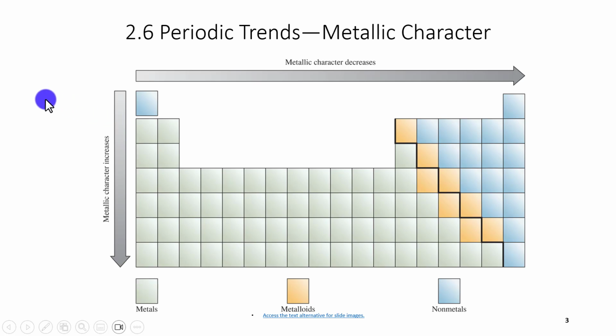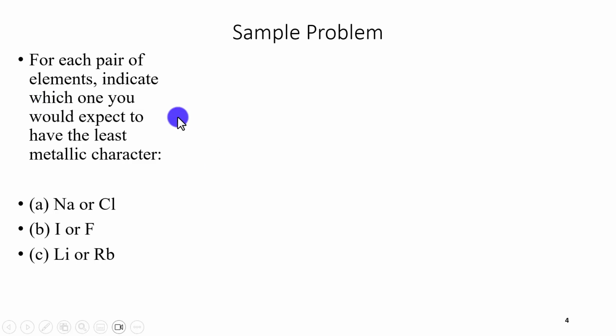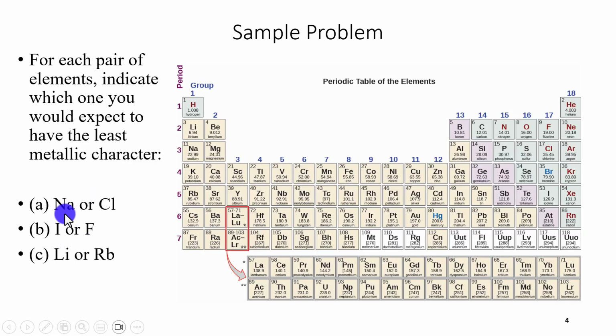Let's look at another sample problem. We once again have pairs of elements, and you have to decide which one has the least metallic character. Once again, we pull up our periodic table and we find sodium and chlorine. So here's sodium and here's chlorine. So we need to decide which one of those has the least metallic character. Try A, B, and C.